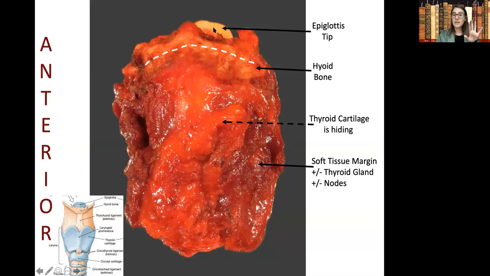So what we see from the anterior side is the tip of the epiglottis. We see the hyoid bone marked with this white line. We see that the thyroid cartilage is hiding behind all of the soft tissues of the anterior neck. And we also see that there may be some thyroid gland underneath the muscle. There may be some lymph nodes, but we won't necessarily tell just by looking at this anterior surface.